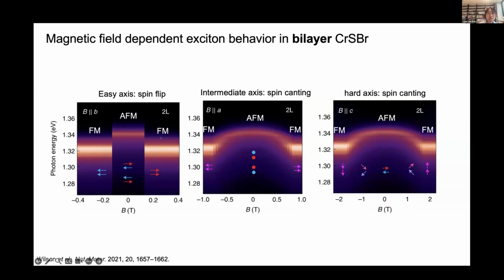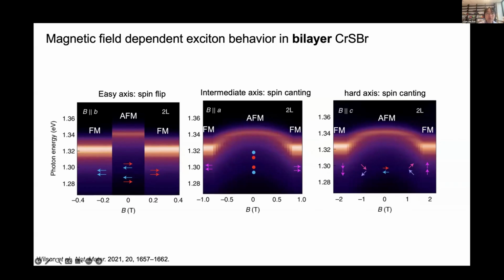But if we do that in bilayer, so the difference between this is a monolayer and bilayer. So monolayer is just ferromagnetic versus bilayer is antiferromagnetic. So here, when we have a bilayer system, if we saturate the spin so that it's ferromagnetic, what we read here is that the exciton energy changed about 20 meV.